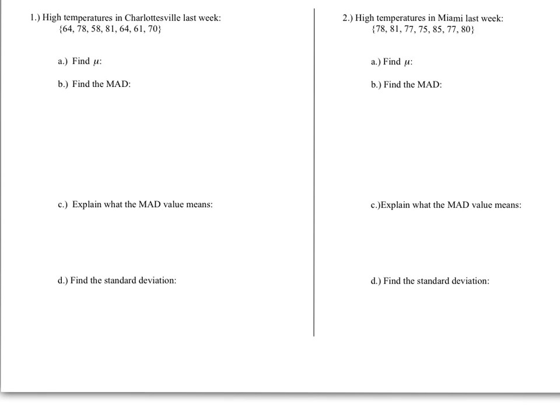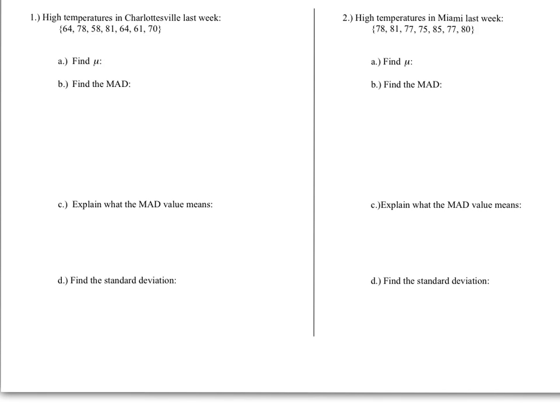So the first step we need to do is find the mean. And I should point out that we're talking about the high temperatures in Charlottesville last week, and then number 2 is going to be the high temperatures in Miami last week. So before we even start, let's think about who's going to have a higher mean absolute deviation and who's going to have a lower mean absolute deviation.